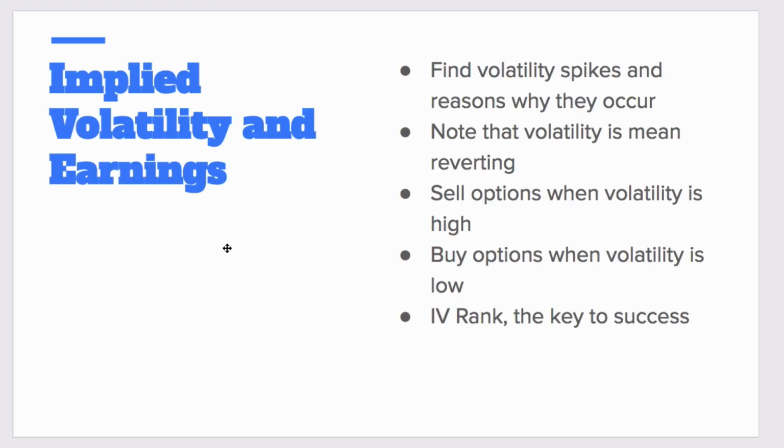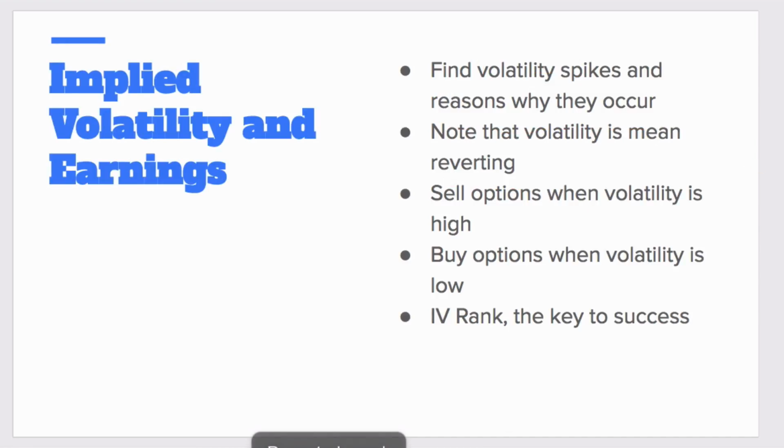So that's direction. Let's talk about implied volatility. So we want to look for volatility spikes and potential reasons why they occur. We're also going to look at volatility being what we'll call mean reverting. Okay, so we'll talk about that as we move along.